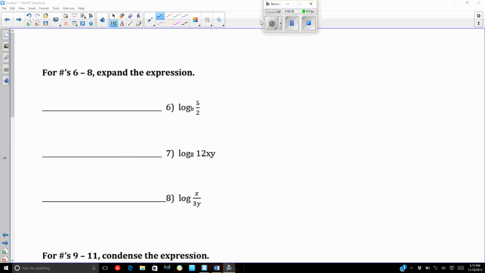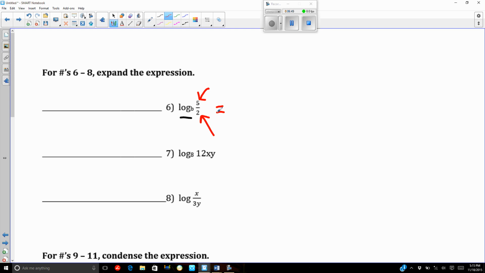All right, 6 through 8, it wants us to expand the expression. So we start with one logarithm, so we want to expand this to multiple logarithms. Remember the hint I think I gave you a few days ago? There are 2 things in this problem. There's a 5 and there's a 2. So that means when we expand this problem, it should expand to 2 different logarithms.